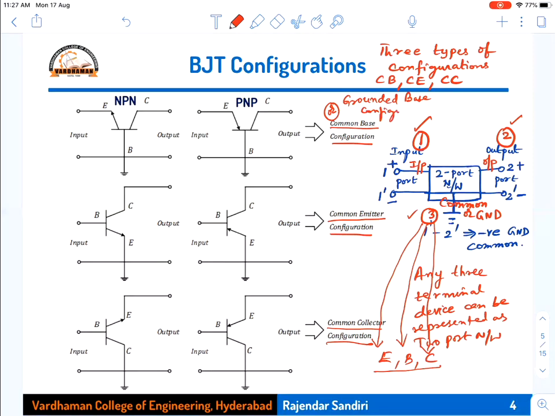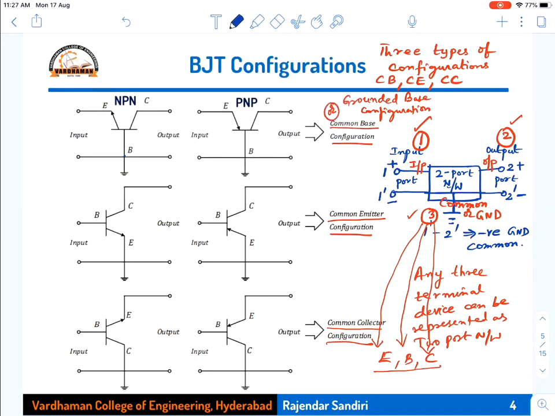So similarly, we can write it for common emitter also: grounded emitter configuration, grounded collector configuration, like that. So this is another name for common base or grounded base, common emitter or grounded emitter. But mostly we call the configurations CB configuration, CE configuration, CC configuration only. But the other names can also be grounded base, grounded collector, grounded emitter, like that. Okay. Now, how do we represent this? One of them is considered as ground.